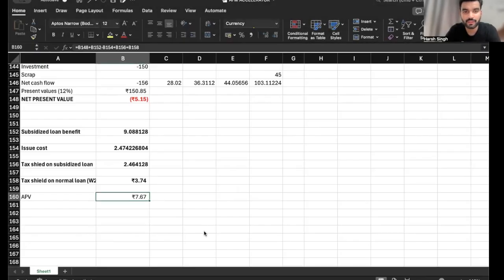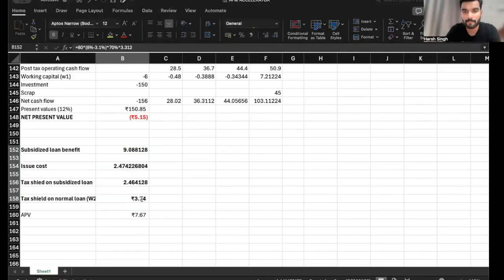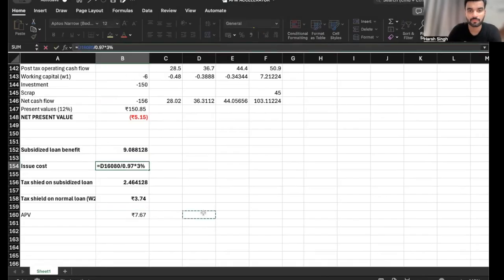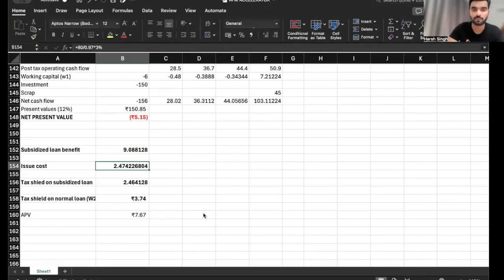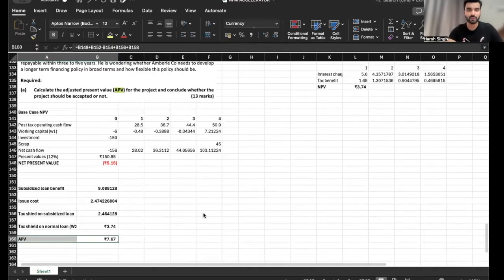This will be my total value. Okay. So this is how you are supposed to solve an adjusted present value question, everyone. Just take a look.